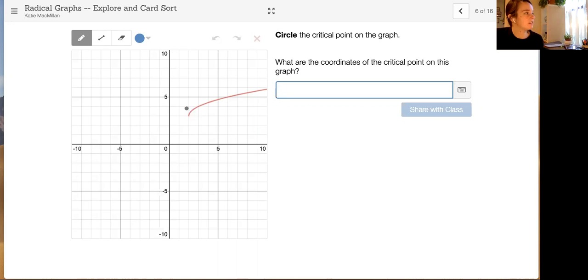Awesome. Seeing lots of good circles. It is this point here, right? And then Blanca, if possible, can you give voice to what the critical point is?